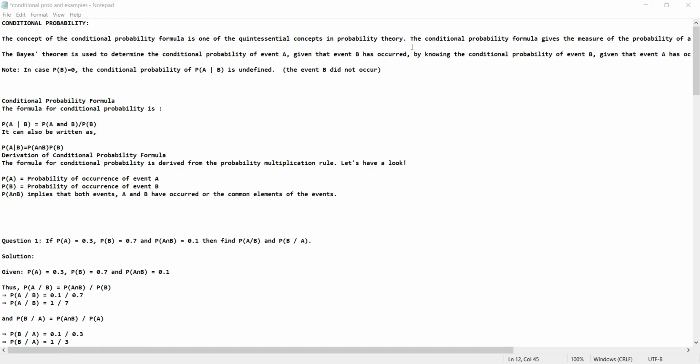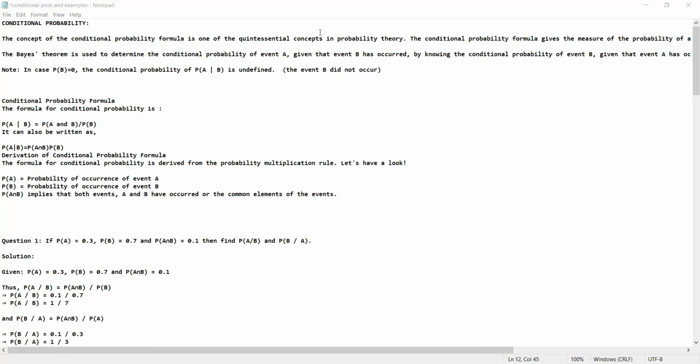This method always relies on event A occurring with some sort of relationship with another event B. It means whatever event is happening first, event A has some relationship with another event B. That's why this method always relies on event A occurring with some relationship to another event.